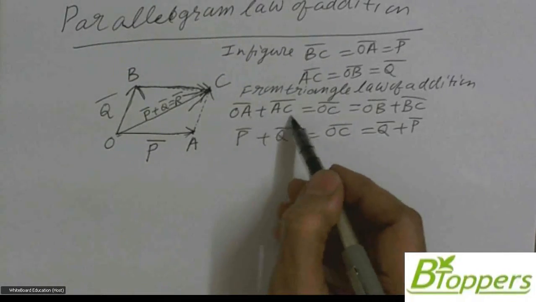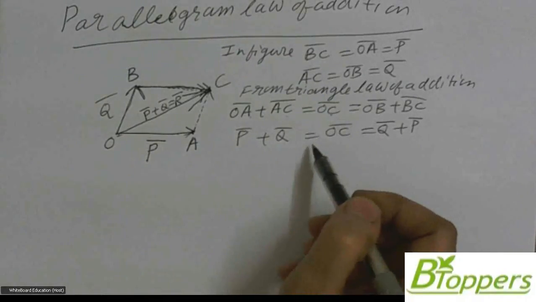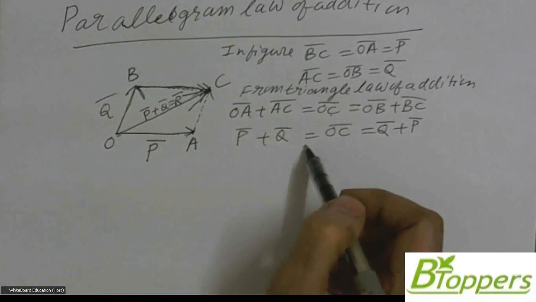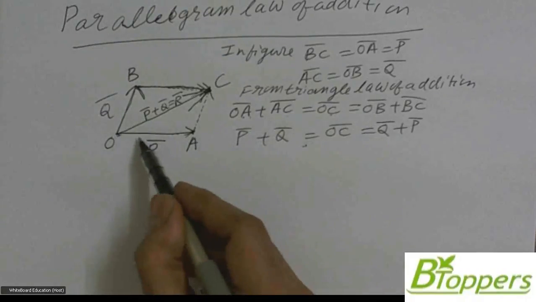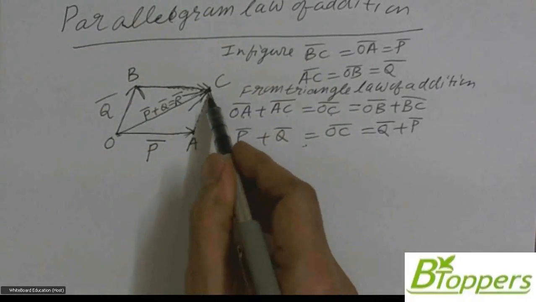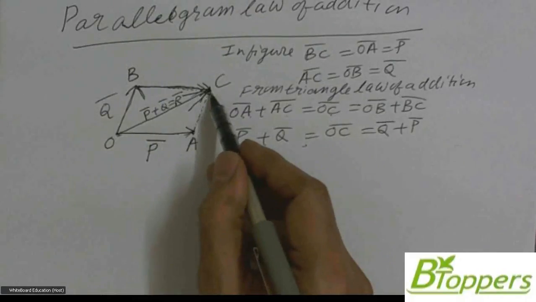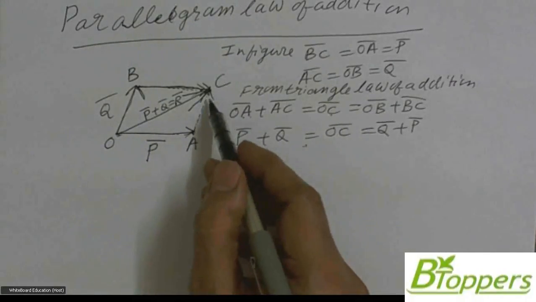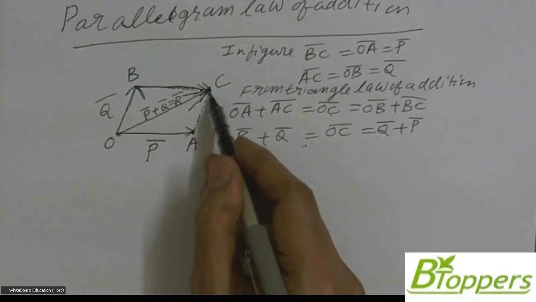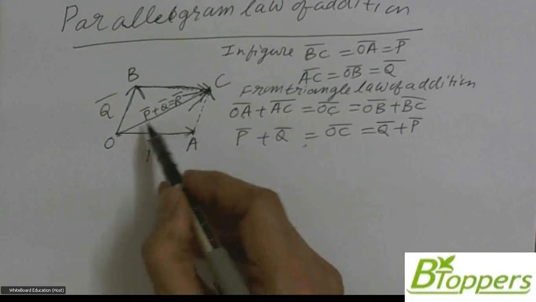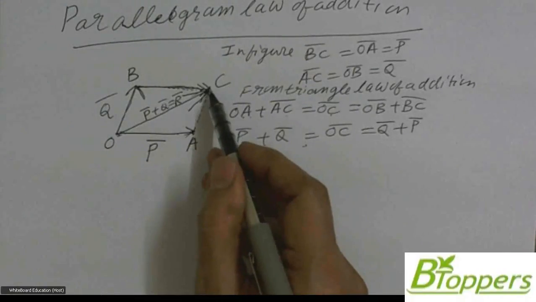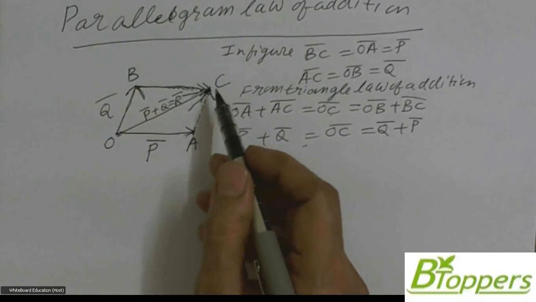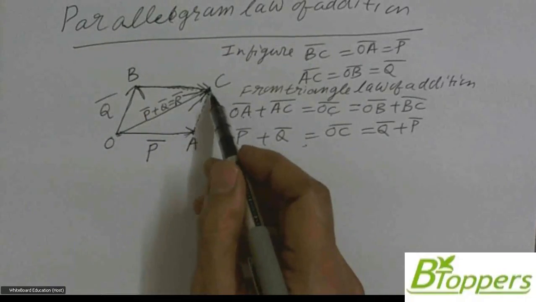The first equation we call the triangle law of addition of vectors. The next equation you can call the parallelogram law of addition of vectors. According to the first equation, if two vectors OA bar and AC bar are represented graphically by two sides of a triangle taken in the same order, the vector represented along the third side of the triangle represents the vector sum or resultant, both in magnitude and direction.